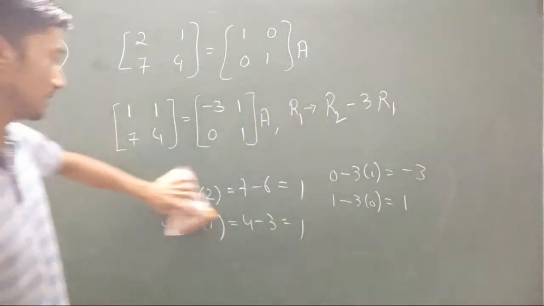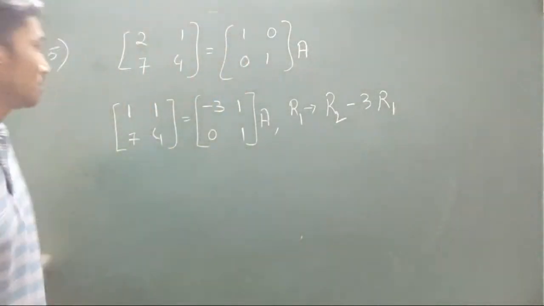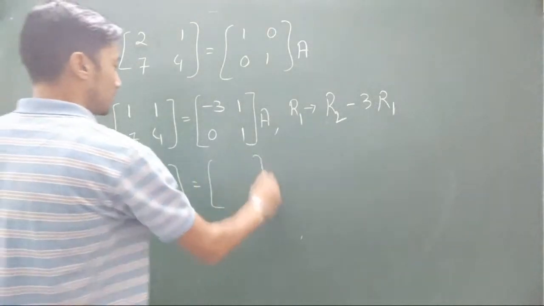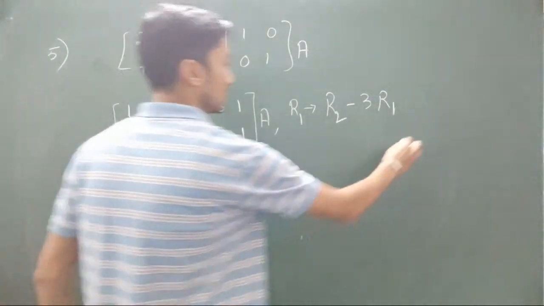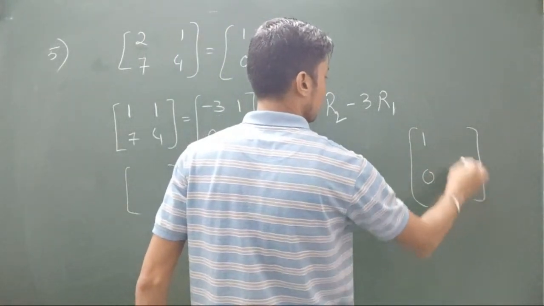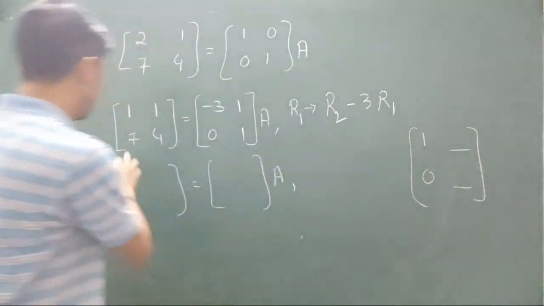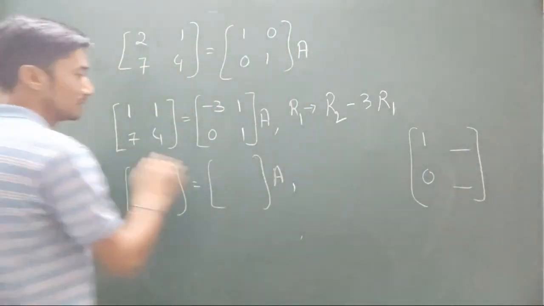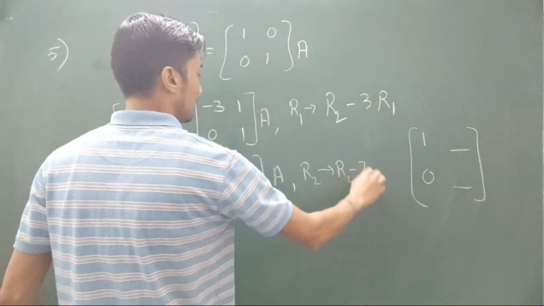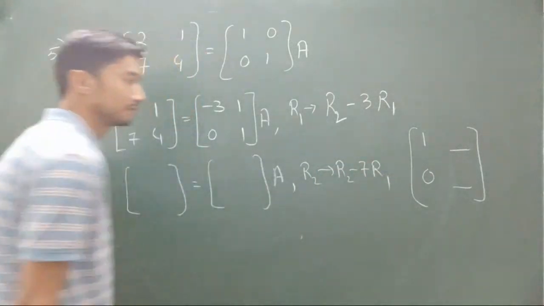Okay, I'm removing this step now. So one job done. Next job, I shall now focus on what? This became 1. Now I shall focus on this 0. So how do I convert this to 0? That's simple. I'll just write R2 minus 7 times of R1.